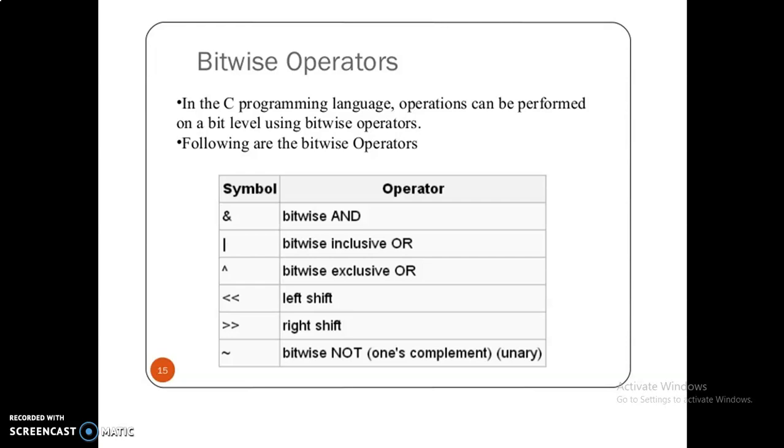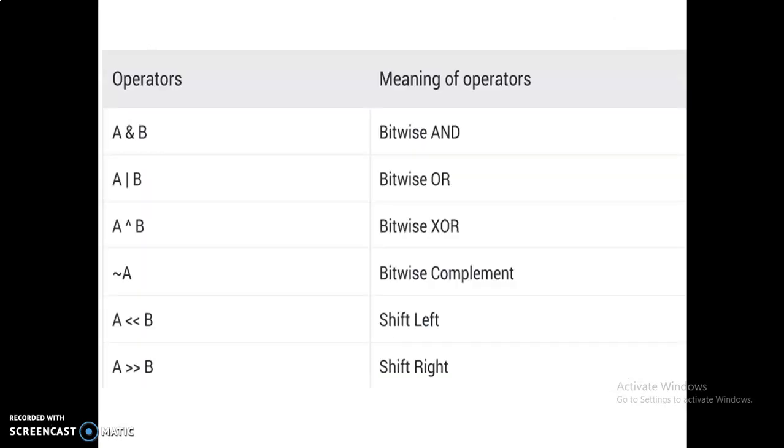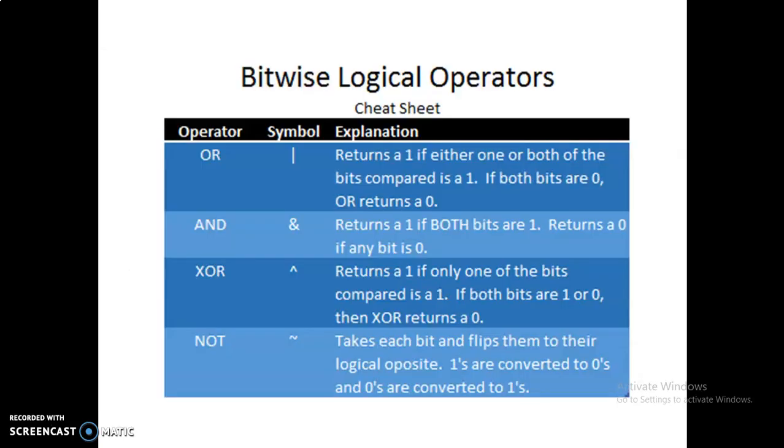So these are all the bitwise operators in C. Let me explain in detail what bitwise AND, bitwise OR, bitwise exclusive OR, shift left and right, and NOT complement are. These are all the operators and meanings of bitwise operators. I already explained in the logical operators what is meant by OR, AND and also NOT. Exclusive OR is the only new one here.